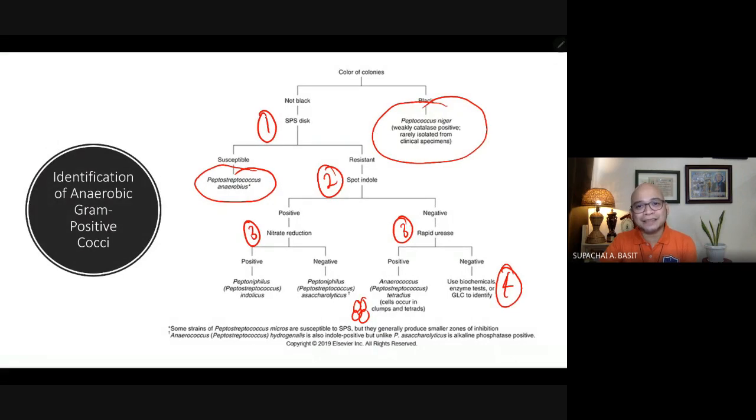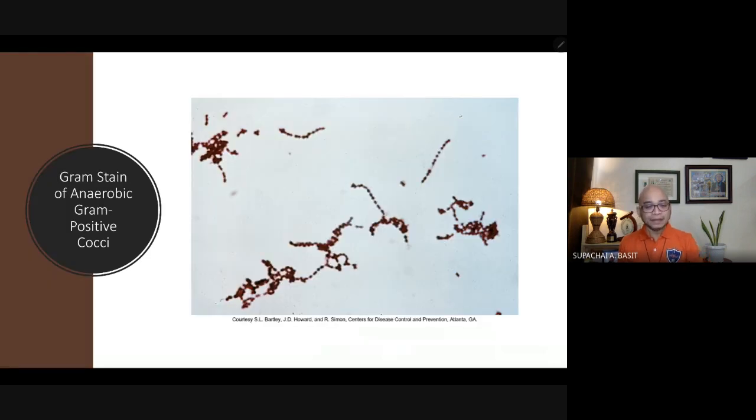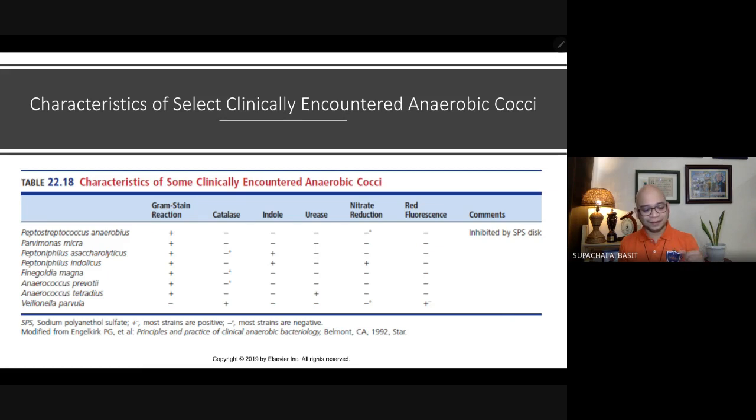They are weakly catalase positive and rarely isolated from clinical specimens. So most likely, you will have non-black colonies. So this is the appearance of the anaerobic gram-positive cocci under the microscope, and these are some of the biochemical tests. For the clinically encountered anaerobic cocci, it is noteworthy to mention that only Veillonella parvula will have red fluorescence.